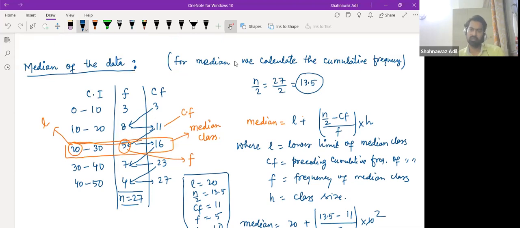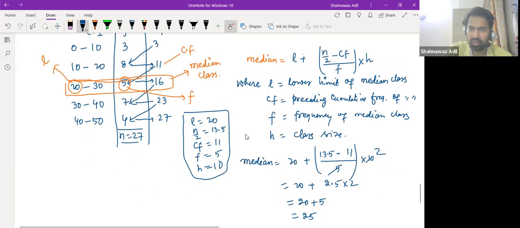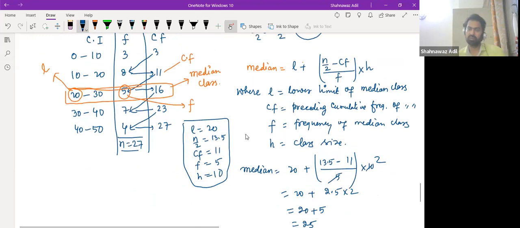No. Can you scroll down? Oh, so you were noting it down simultaneously. Yeah.